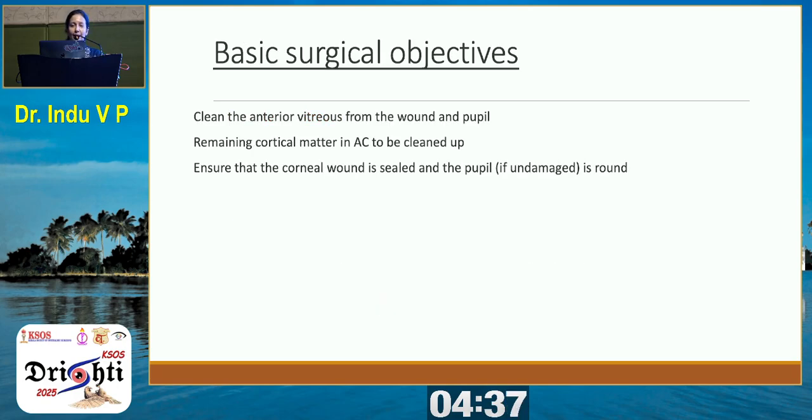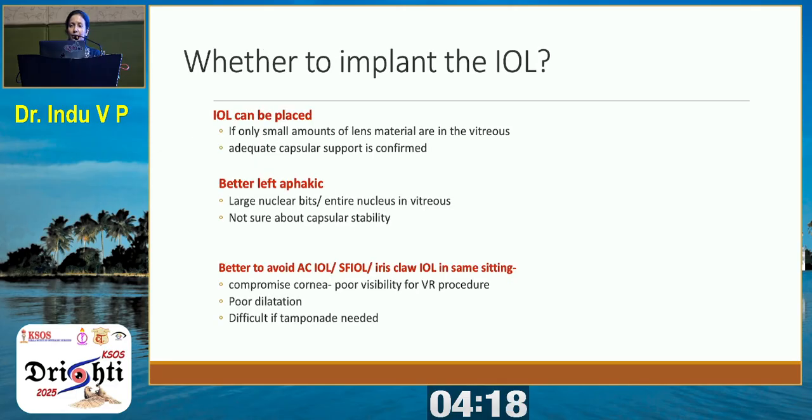So basically, as an anterior surgeon, what you have to do is to clear the anterior chamber. Clean the anterior vitreous from the pupil. You can use the triamcinolone also. Clean the cortical matter in the AC. Ensure that the corneal wound is well sealed, and you can put a surgical suture also, and make sure that the pupil is round.